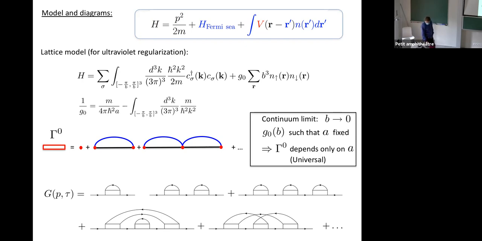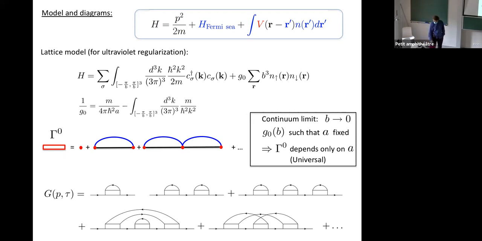And one way to do that is to sum a particular class of diagrams known as ladder diagrams or bubble diagrams. So here you see these diagrams. The dot here represents the on-site interaction with strength G0. And then we have in black here the spin down impurity, and in blue these arcs are the propagators of the Fermi sea. And if we sum all of these ladder diagrams, then we end up with an effective two-particle propagator, which I will call gamma naught.